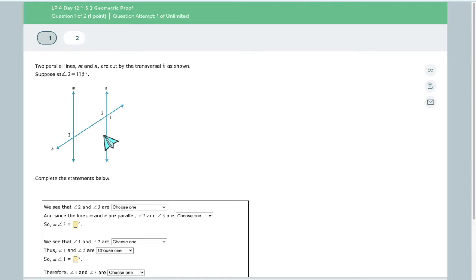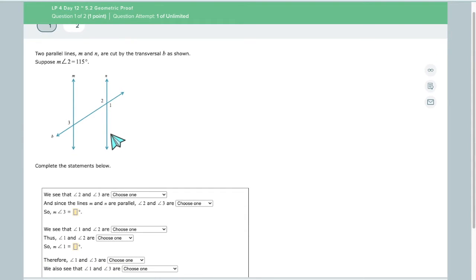If those don't sound familiar at all to you, go back and watch the video for section 1 because you need to know what those mean in order to do this proof. And I already went over those in pretty good detail in section 1. So go back, watch that video, and then come back to this one. All right, so what it wants us to do is complete the statements below.